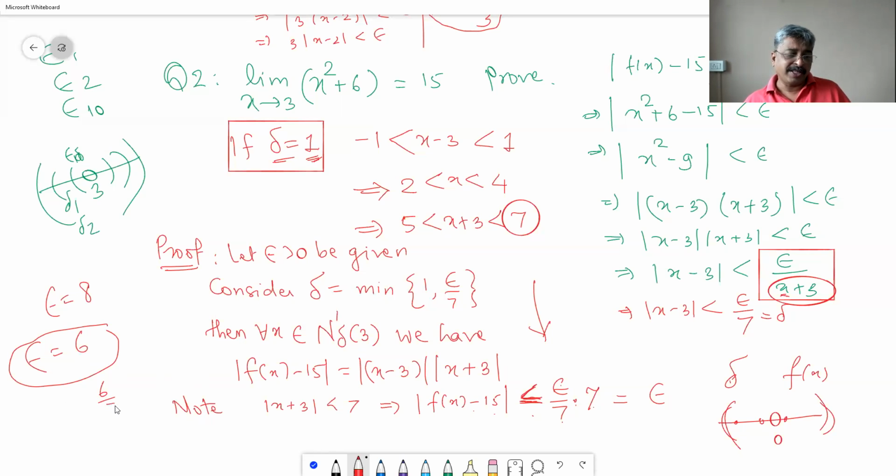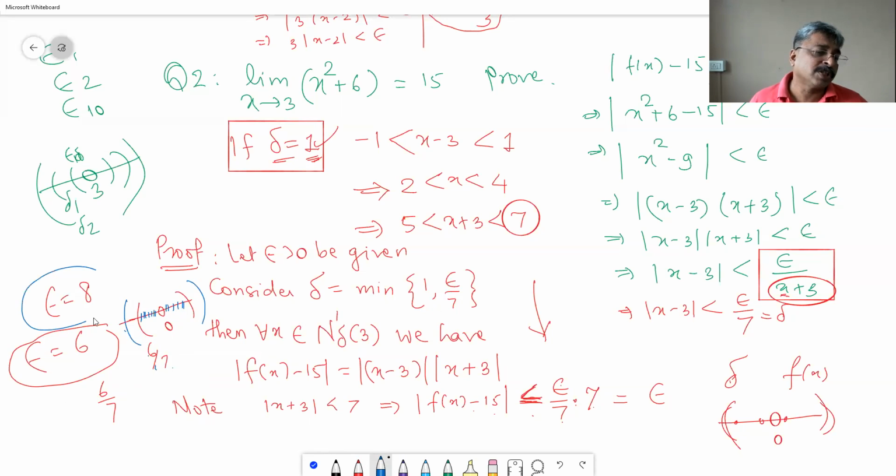Then by our calculations, our delta is coming out to be 6 by 7. Suppose this is your C, and 6 by 7 is somewhere here. We started with just delta equal to 1, and that is falling outside 6 by 7. Therefore, which one should you choose? You should choose 6 by 7, because these are the values of x which will satisfy not only 1 but also 6 by 7. Therefore, you should choose the minimum, 6 by 7.